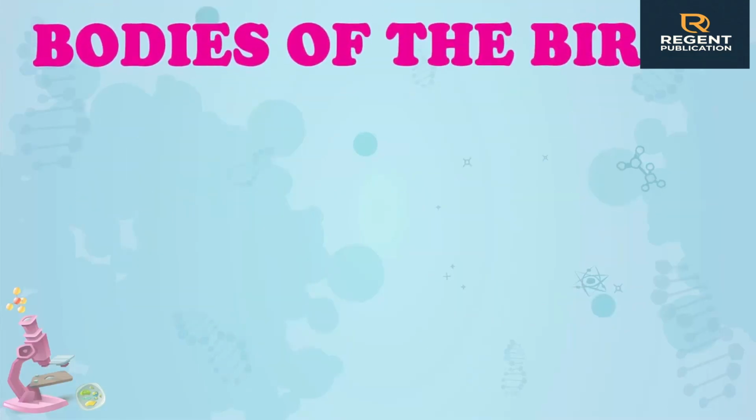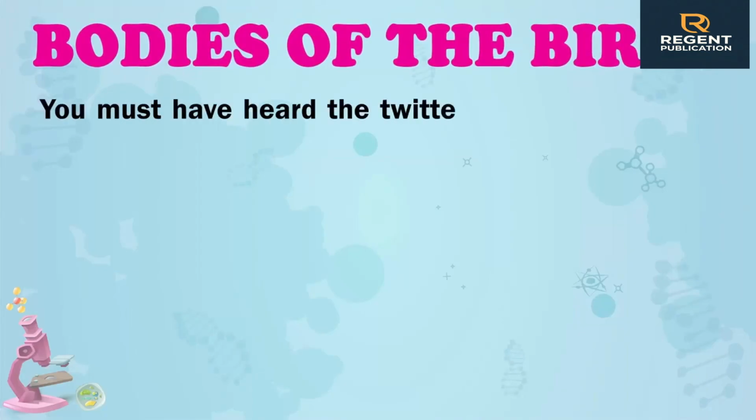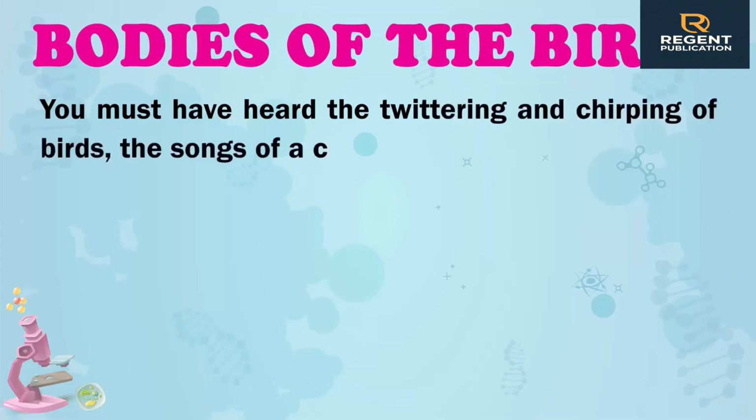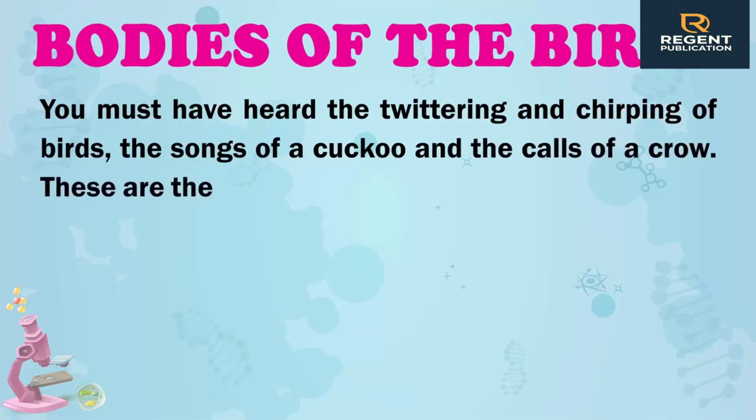Chapter 6: Bodies of the birds. You must have heard the twittering and chirping of birds, the songs of a cuckoo and the calls of a crow. These are the sounds of various kinds of birds around us.